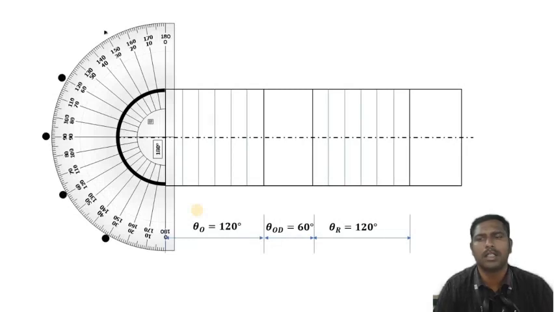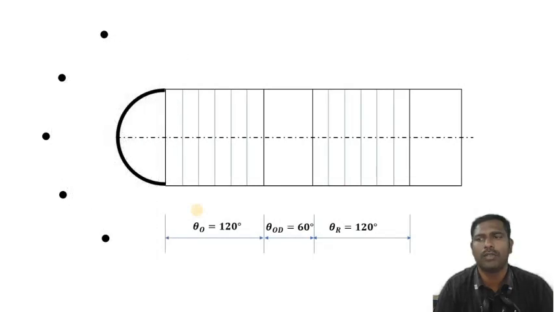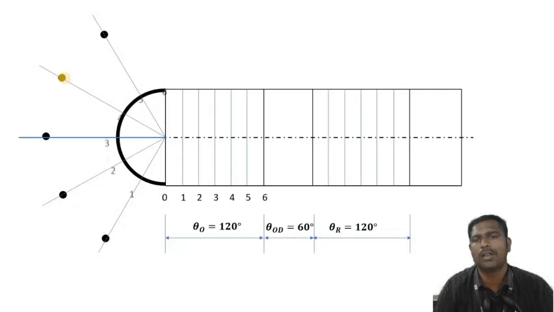So 30, 60, 90, 120 and 150. Again the last part is 180. So the 180 is partitioned in steps of 30 degrees, and these values are going to be marked on the semicircle.